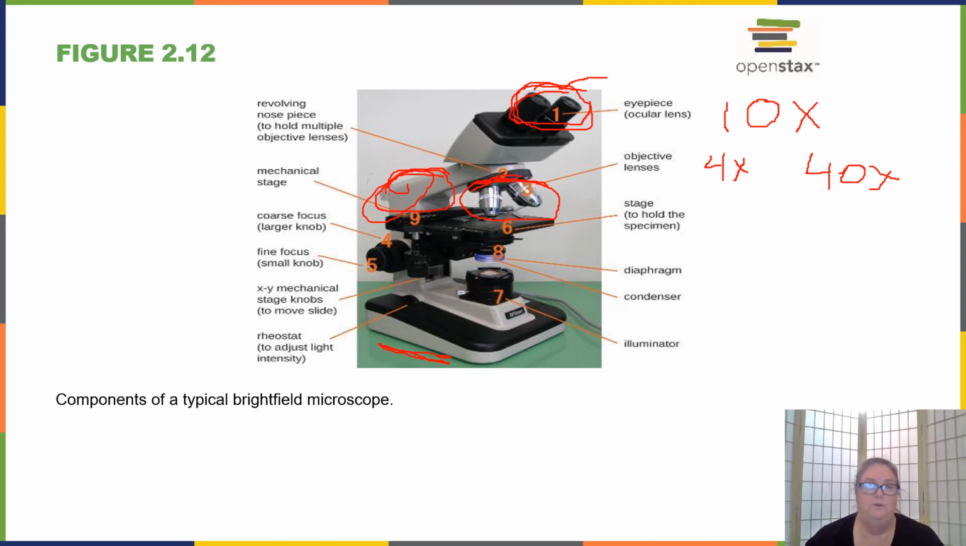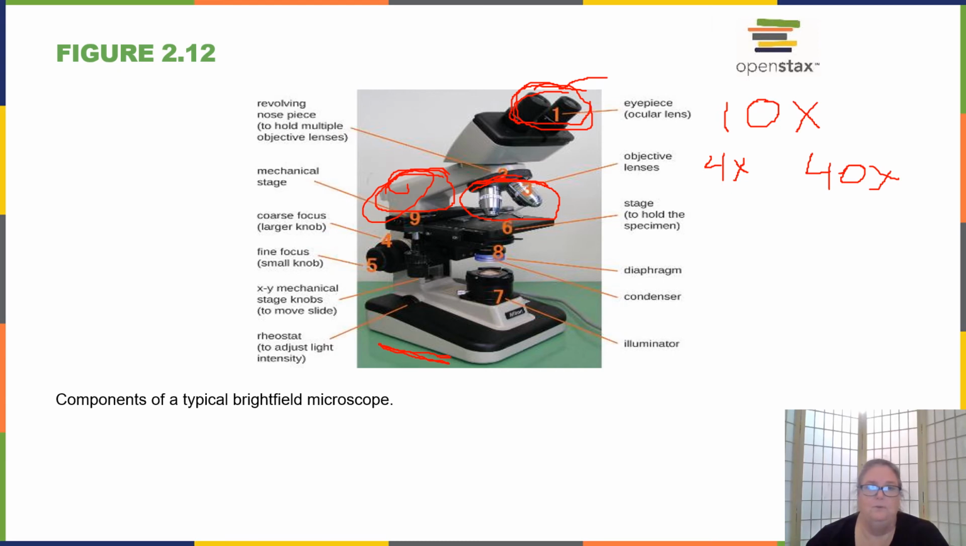Depending on what class you're in, that highest may be an oil lens. Make sure you get clear on how to use that oil lens with your instructor before you use it. You can damage the lens. You only want to use that oil on the oil high power. The highest power without the oil is called high dry or high power.